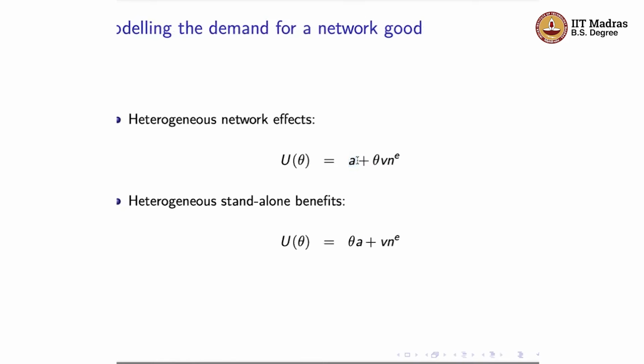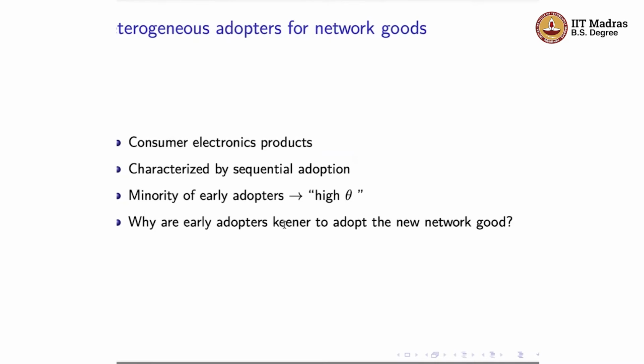Now, one question might be, okay, are we talking about a high value of theta in the heterogeneous network effects, or are we talking about heterogeneous standalone benefits? It turns out that depending on the reason why you might think that there are some early adopters who are keener to adopt the new network good, depending on the context, you can have both, right?